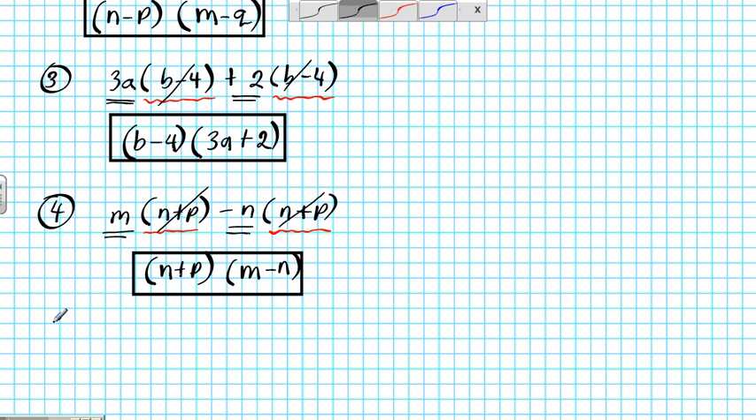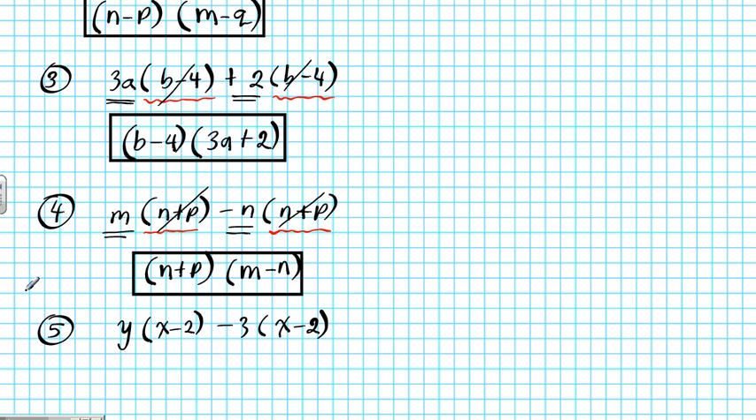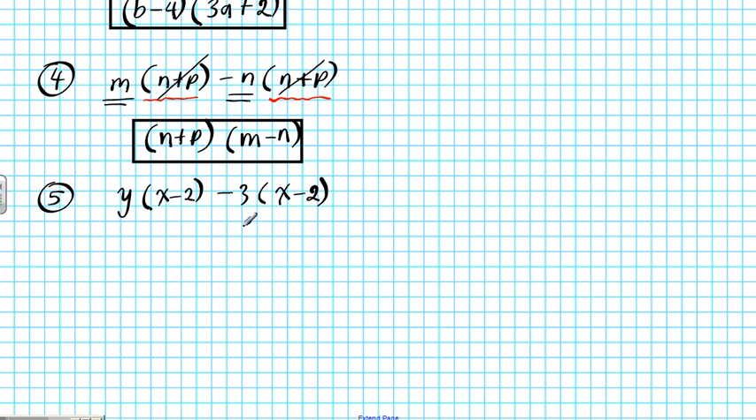Number 5. What if I had y times x minus 2 minus 3 times x minus 2? You see a factored form of this one? You see what's common, right? You notice that x minus 2 and x minus 2 are what's common. So I can factor them out as one common factor. So factoring them out basically means that they're gone, right?